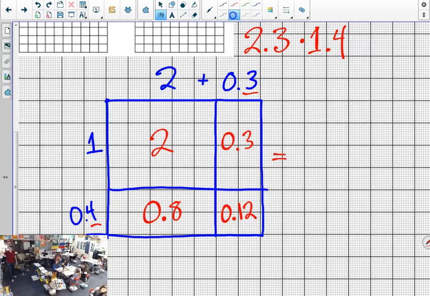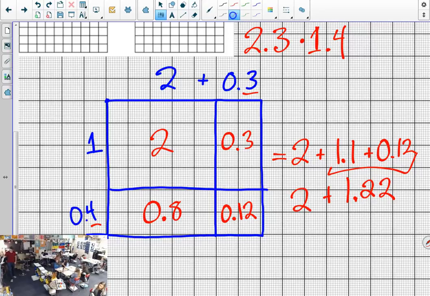Then we sum this together. So 2 obviously is 2. 0.3 and 0.8 is 1.1. So as I think this through, I got 2, 1.1, and another 0.12. I can combine these, and that's 1.22. If I add the 2, and of course you could use some sort of aid if you need, 3.22.